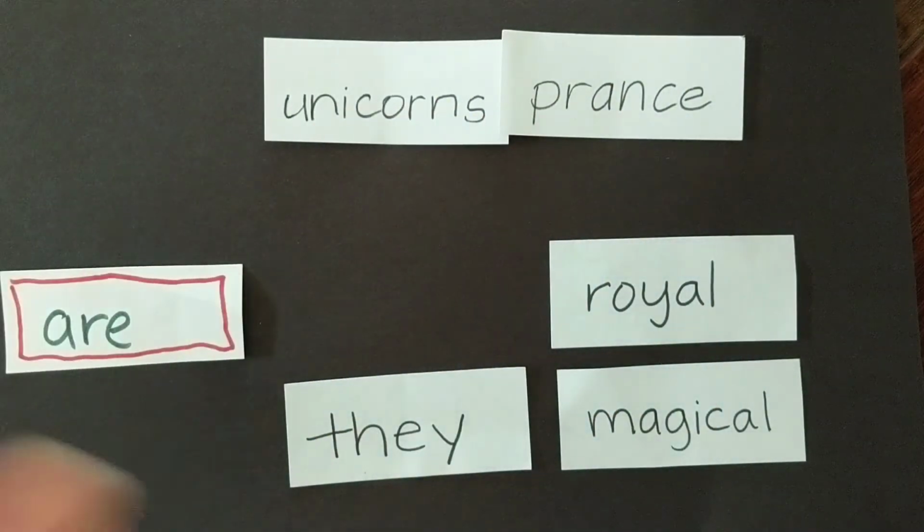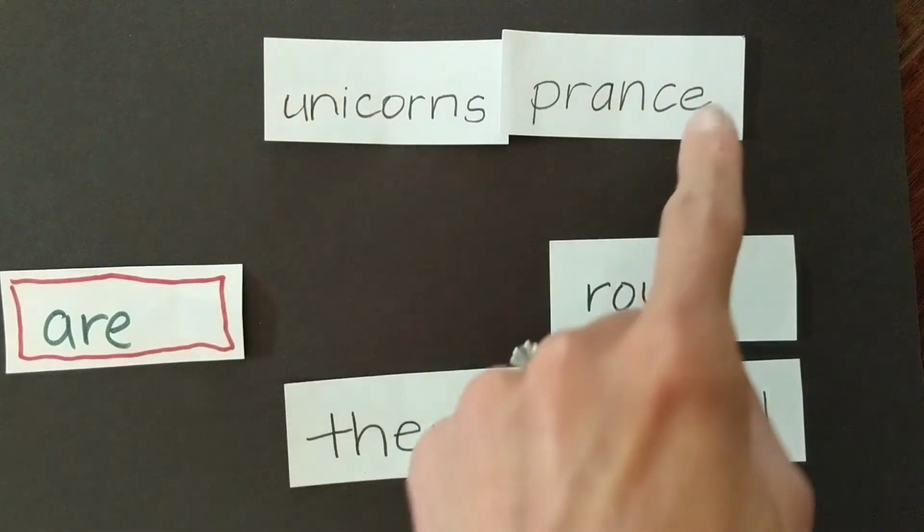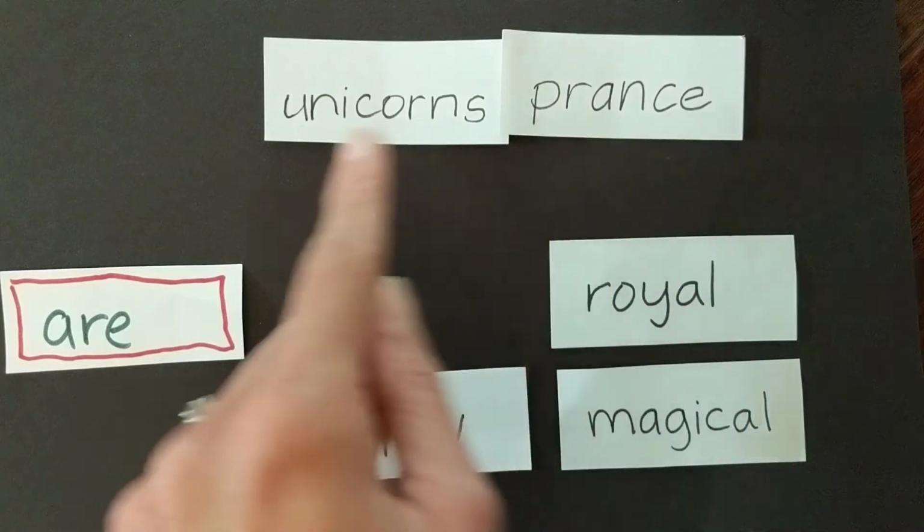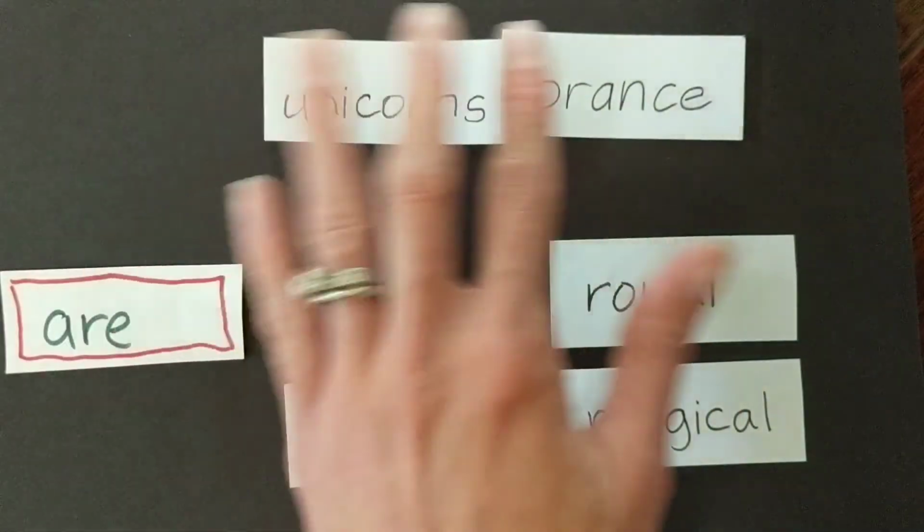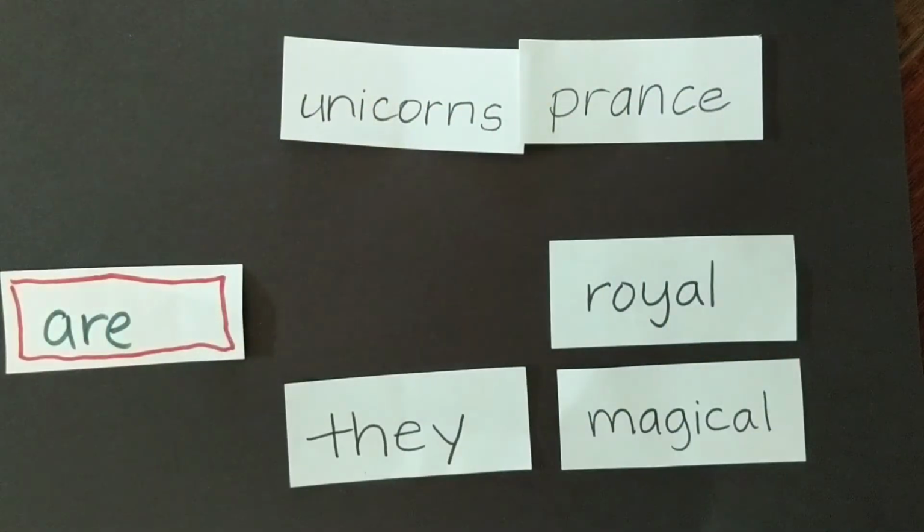And remember, if I want to make sure it's a complete sentence, I would capitalize my U, put some punctuation here, and I have a subject and a verb, so I would have a complete sentence. But let's add some more information. I want to know what kind of unicorns prance. So let's add an adjective.